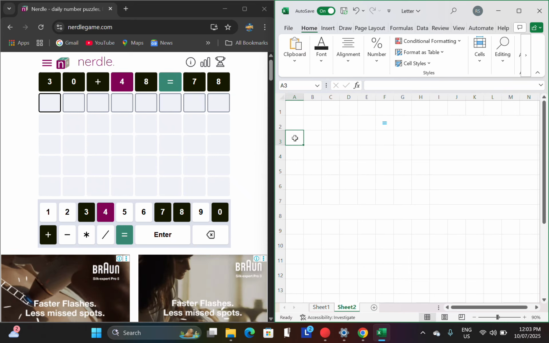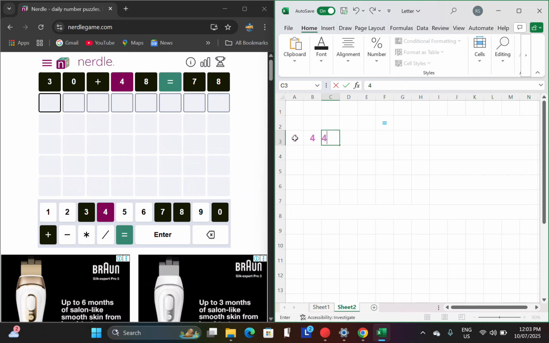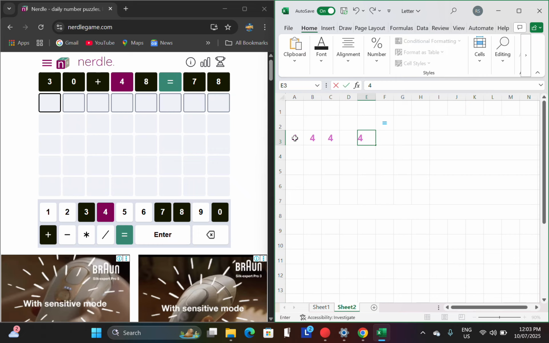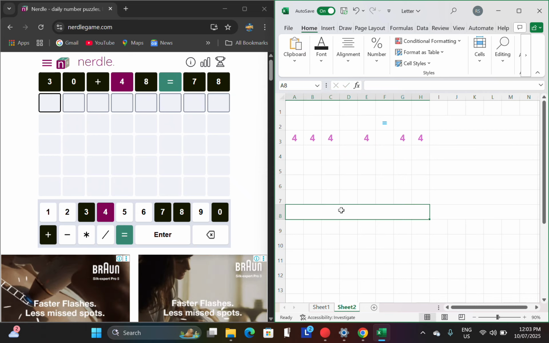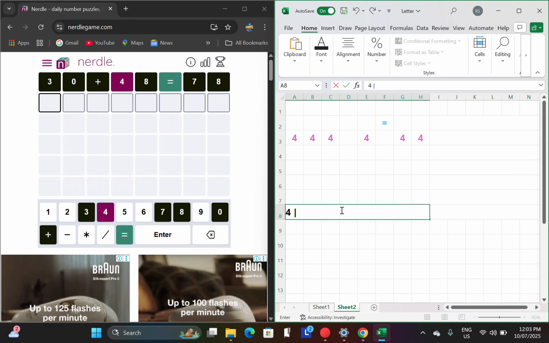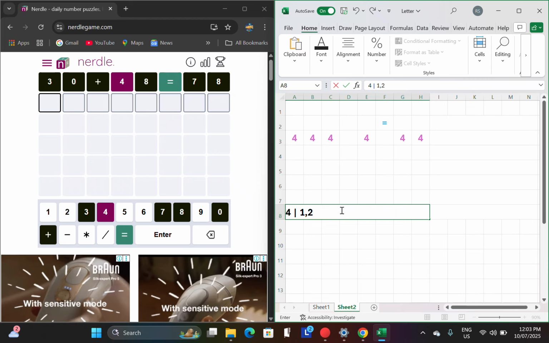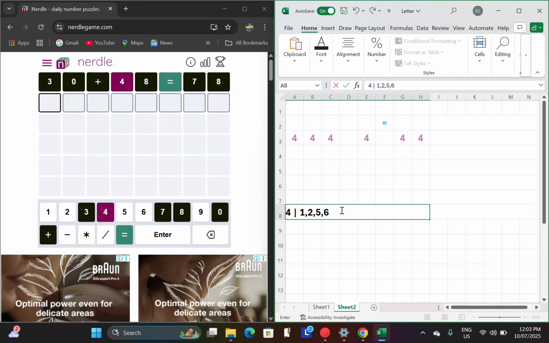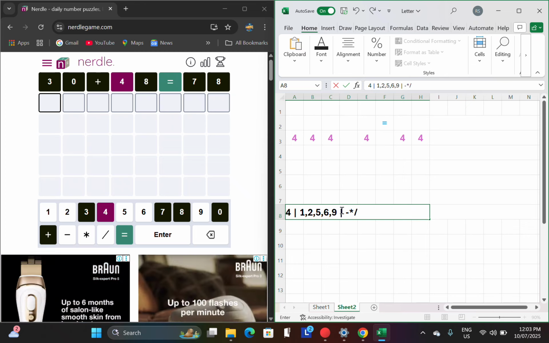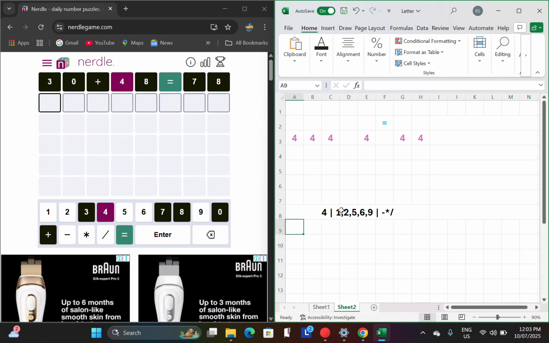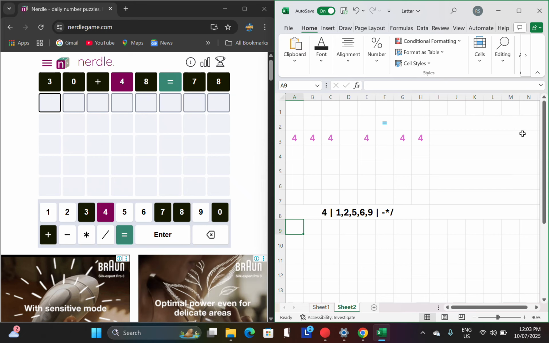4 is in the solution. So it could be either first, second, third, fifth, seventh, or eighth. So I'm going to write that. 4 is in the solution. The others could be 1 or 2, 5, 6, 9, or minus, multiply, or divide. So I'm going to write like that.